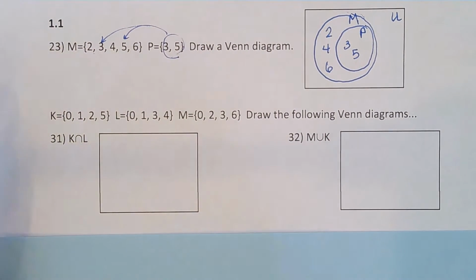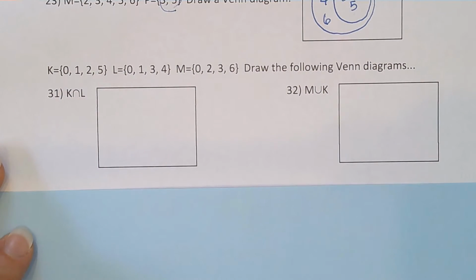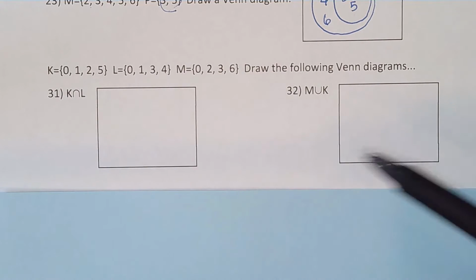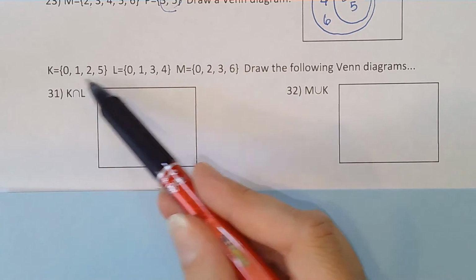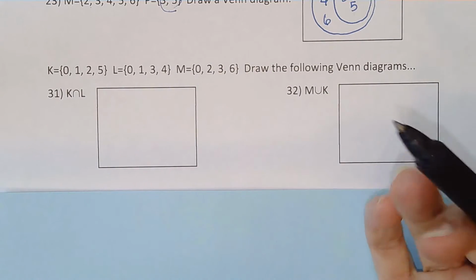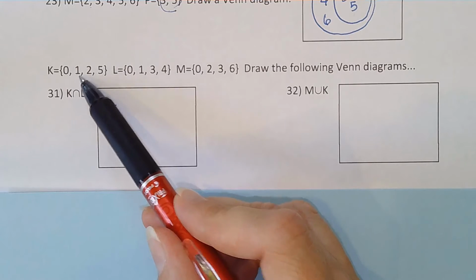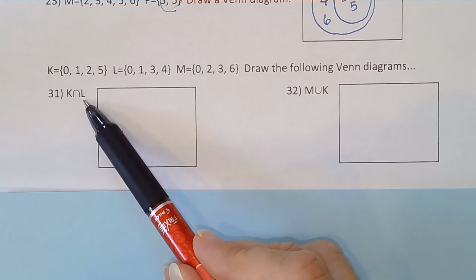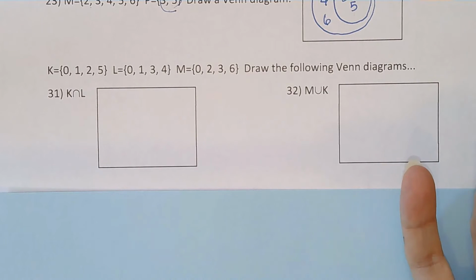Then we had several problems that used the same sets K, L, and M. And you were asked to do different Venn diagrams based on these sets. Now what some of you did was you drew 3 circles for each of the problems, even if they only had 2 sets that they were wanting to compare. Technically, that's fine. You can do it that way.